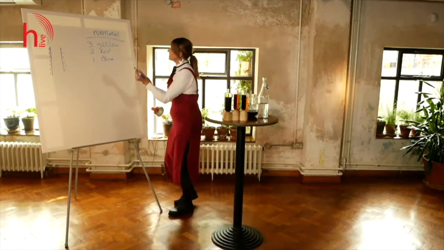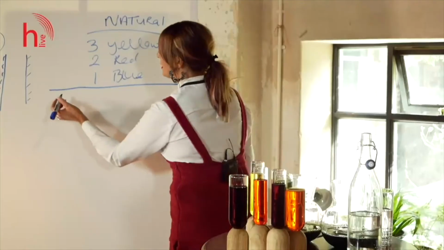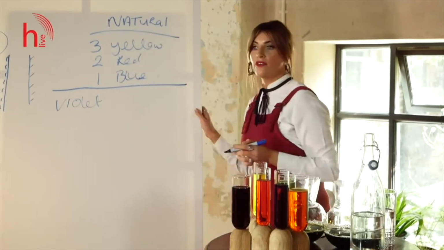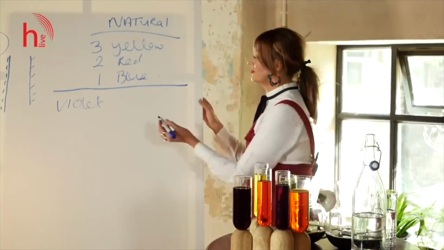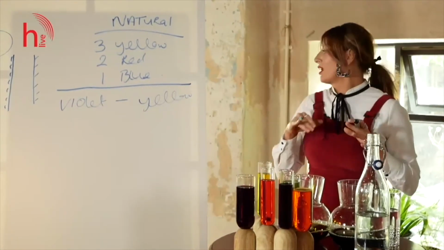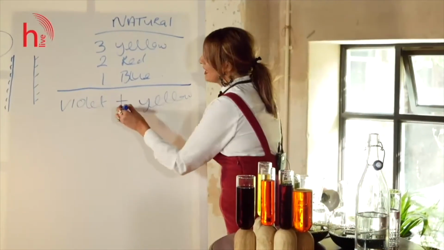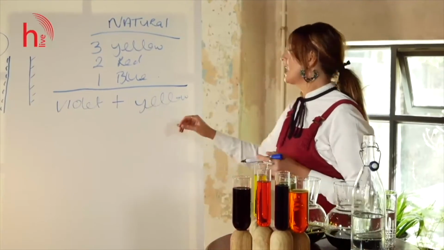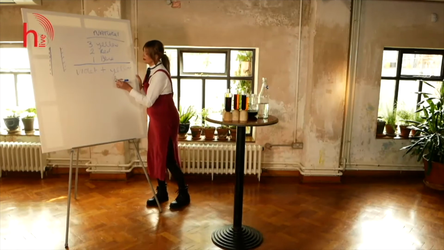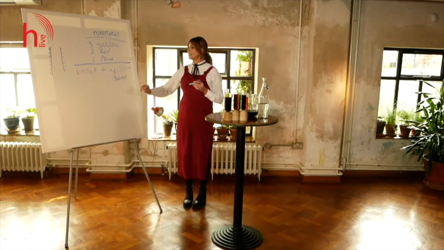Now, when it comes to neutralising tones, violet will neutralise yellow. So what do I mean when I say neutralise? Well, it's going to cancel out the yellow tone. But what will that give us? So violet plus yellow, they cancel each other out. It's actually going to give us a beige tone, depending on how much you have in. So you can have 2 parts yellow, 1 part violet.